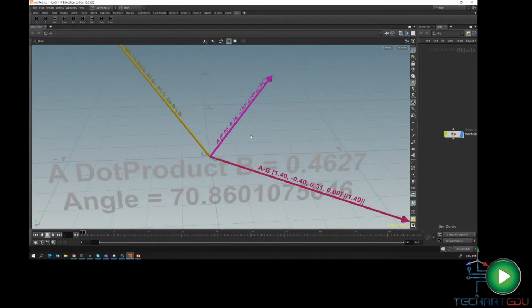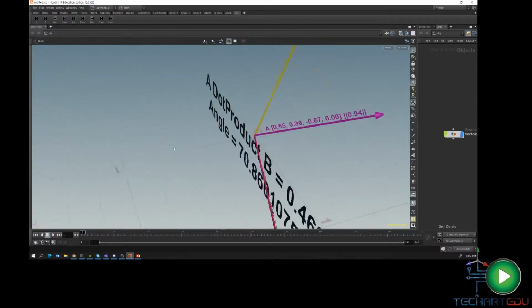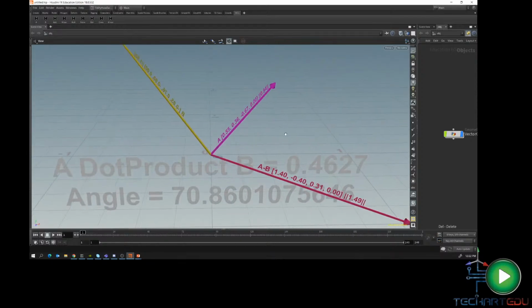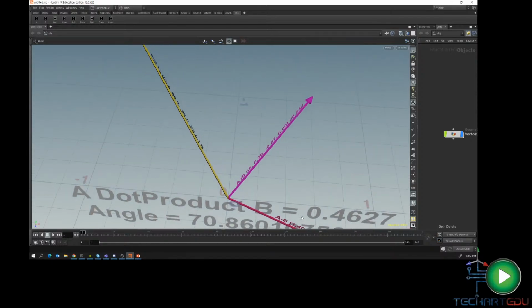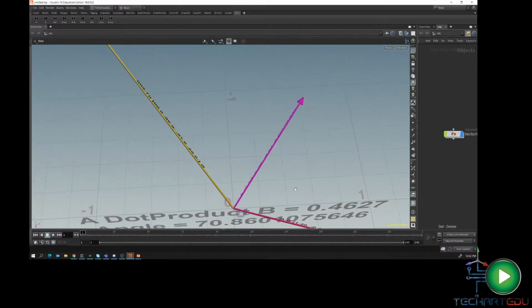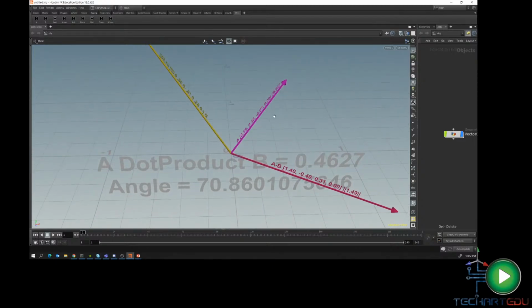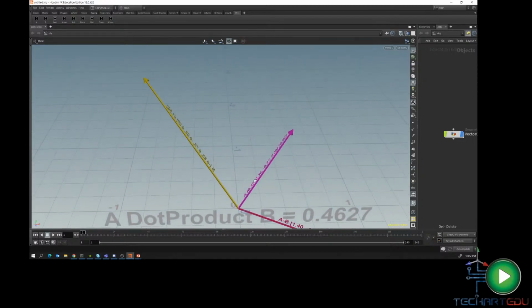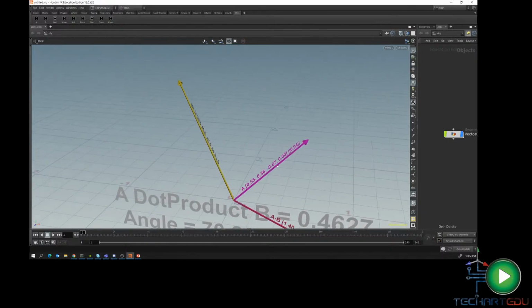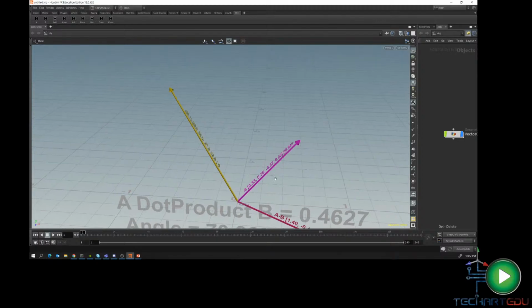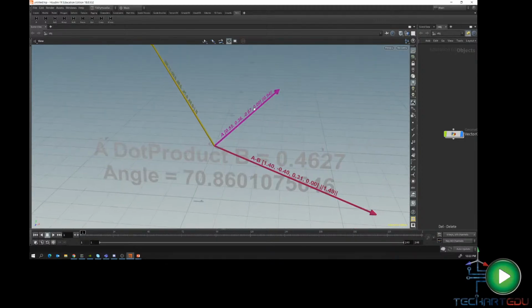Okay, and the angle between them, and as you can see, these two are kind of pointing off in wonky directions, but if you were to look at both of these vectors orthogonally, they would actually share an angle between them that, according to this, says angle equals 70.8. So it's about 71 degrees in between these two. Okay, so that is what a dot product is used for. So it is super, super valuable.